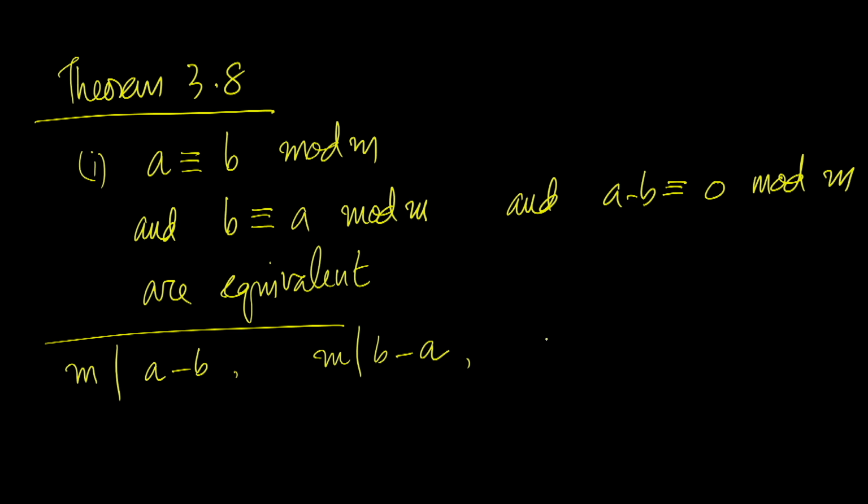But then this can be written as m divides (a − b) − 0. a − b is an integer when a and b are integers, and 0 is an integer. Therefore, when we say m divides (a − b) − 0, what it means is that a − b is congruent to 0 mod m.